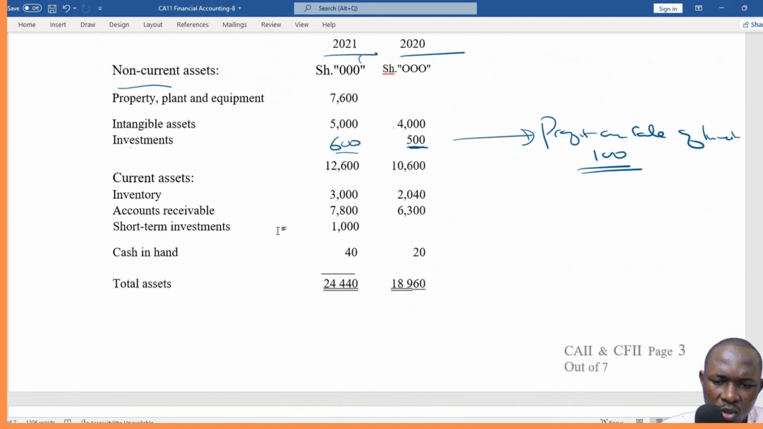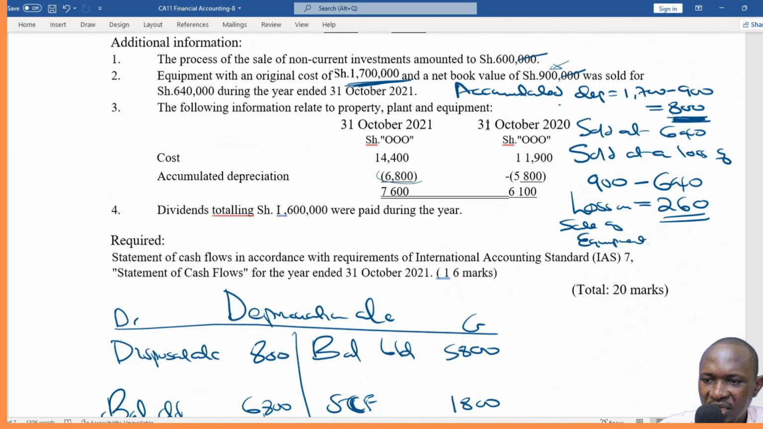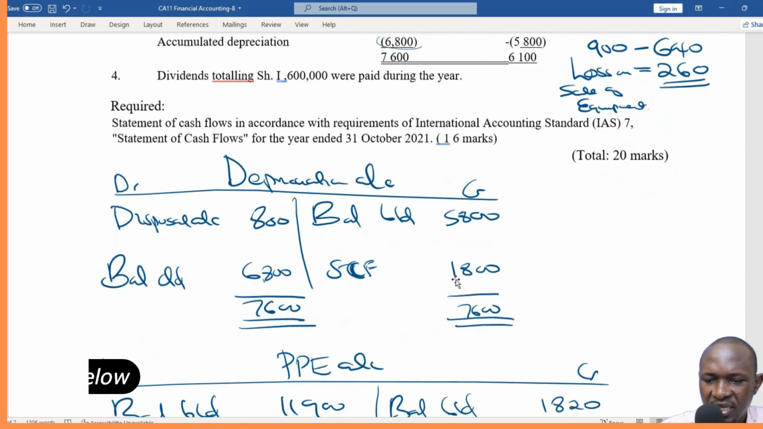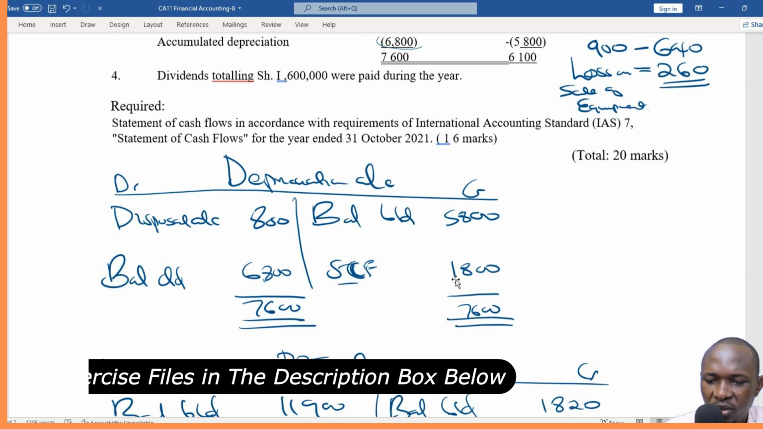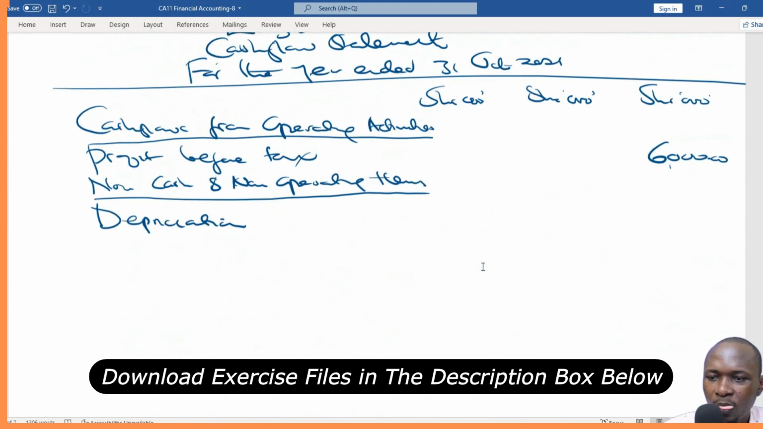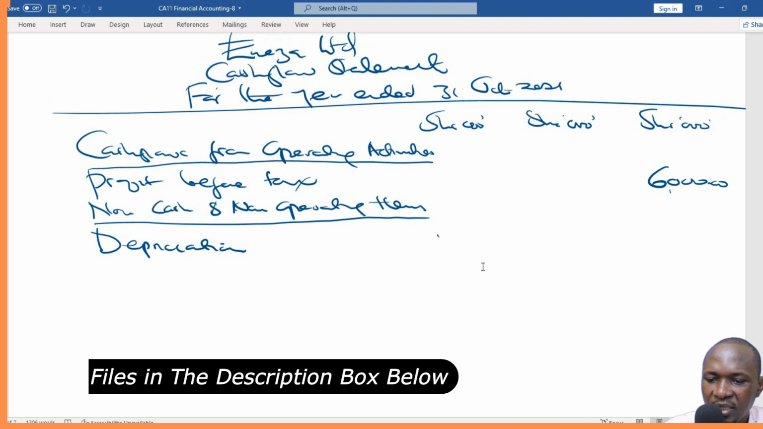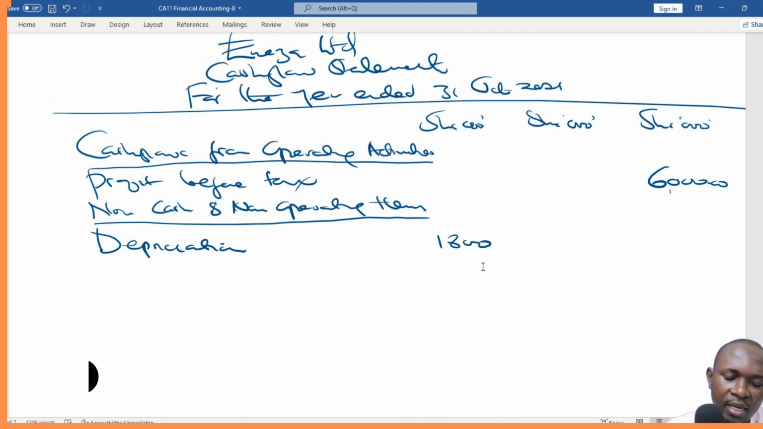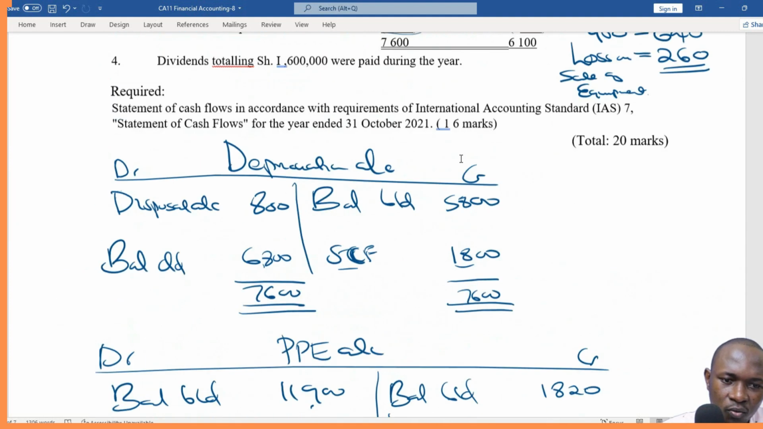Depreciation is in the additional information, so just get it. Actually it's here, statement of cash flow 1,800. So we simply come back here and say 1,800 like that, and then we go for the next one.